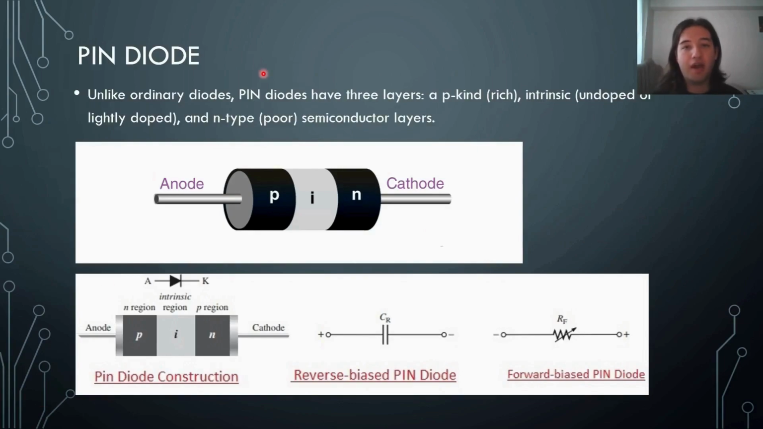A PIN diode has an undoped intrinsic layer between p-type and n-type regions, and that makes it ideal for RF switching elements. It's used for high-speed RF signal control. In reverse bias, the PIN diode stores charge and acts like a capacitor, and in forward bias, the PIN diode acts like a variable resistor.